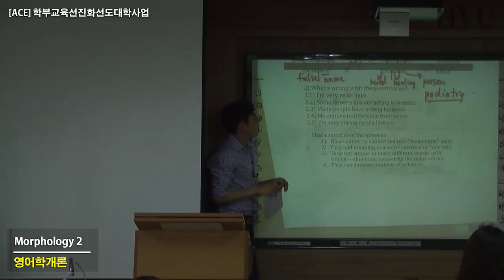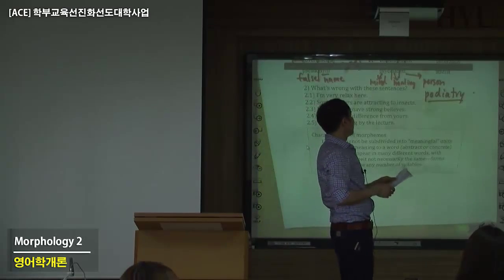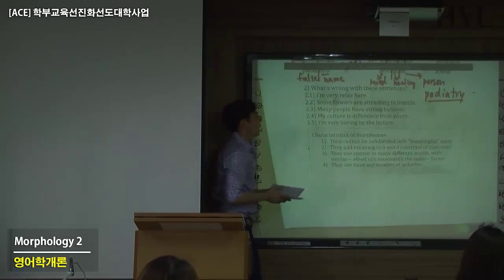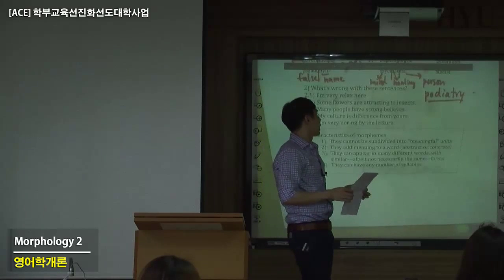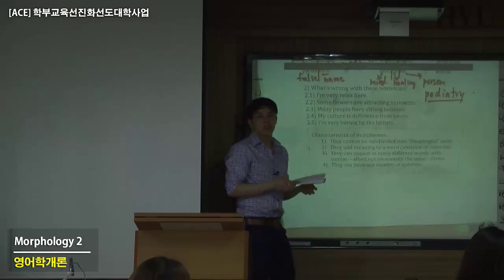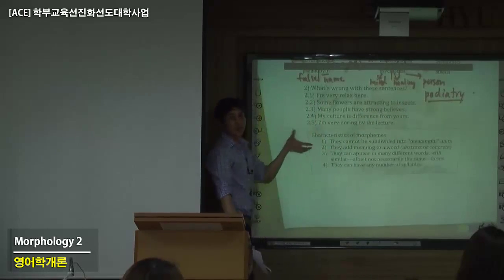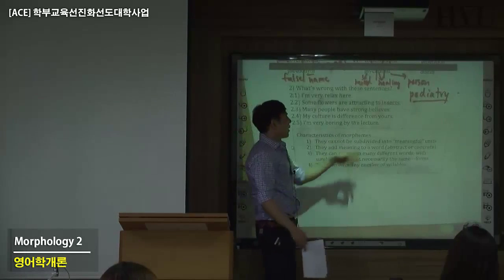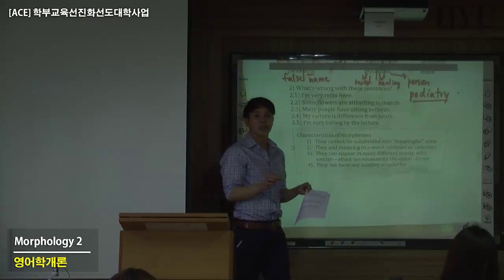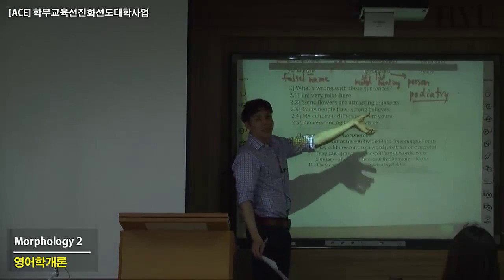And in 2.2, some flowers are attracting to insects. What might be missing? What might be wrong here? Maybe attractive. If you say attracting, it has to be without to. Attract something, right? So maybe attractive. So the ive, which is what we call the derivational suffix of an adjective. Or you can say some flowers attract insects, like that.